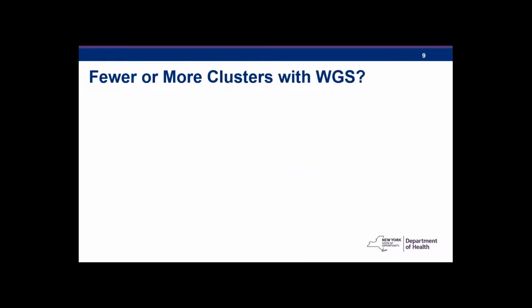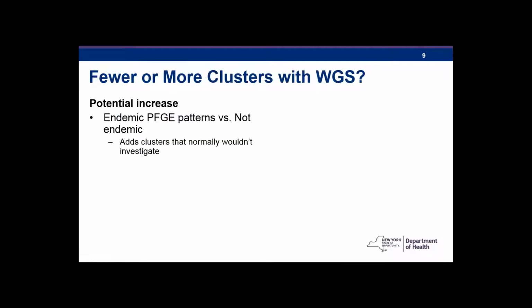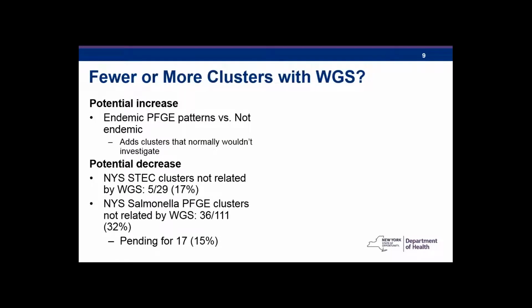So just looking at a few of our data from 2019, this is the important one: it looks like a number of our Salmonella clusters were not related by whole genome sequencing, about a third of them. This information was presented at a conference in January, so it was not complete at that point in time, but it does show us that relying just on whole genome sequencing is potentially going to yield fewer clusters of Salmonella, except maybe not for the endemic patterns. I'll turn it over to Paula.